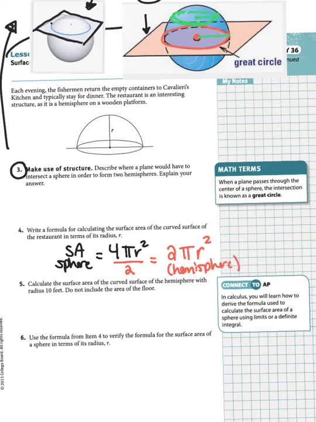Okay, so then in step 5, let's calculate the surface area of the curved surface of the hemisphere with a radius of 10. Do not include the area of the floor. So if the radius is 10, then the surface area of the hemisphere would be 2 pi times 10 squared, or 2 times 100, 200 pi.